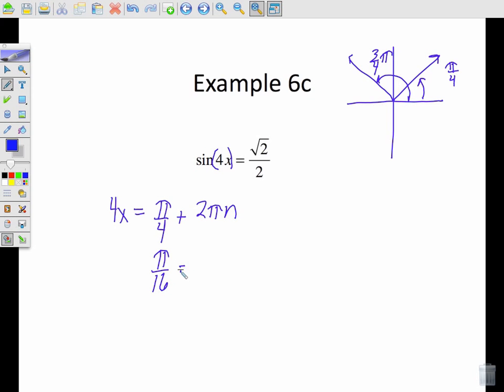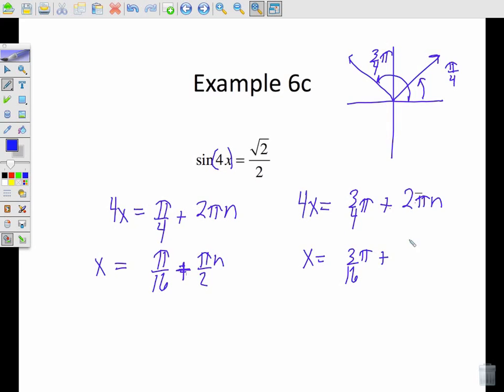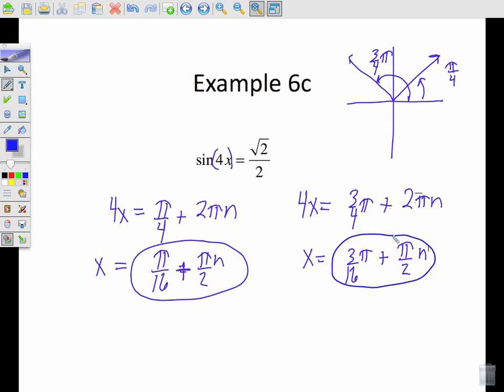Divide by 4, so x would be pi over 16 plus pi over 2n, not equals, plus. All right, let's see what happens when I use my 3/4 pi. So 4x equals 3/4 pi, and again, keep going around, so plus 2 pi n. Divide by 4, so x would equal 3/16 pi, plus 2 divided by 4 is half, so pi over 2n. So those are all of the solutions.